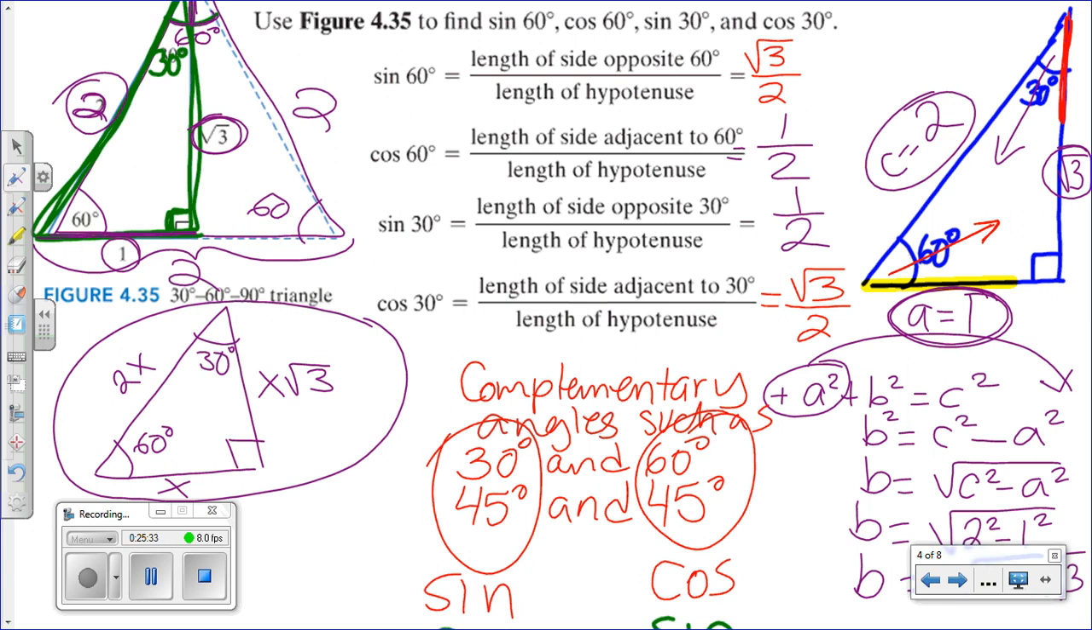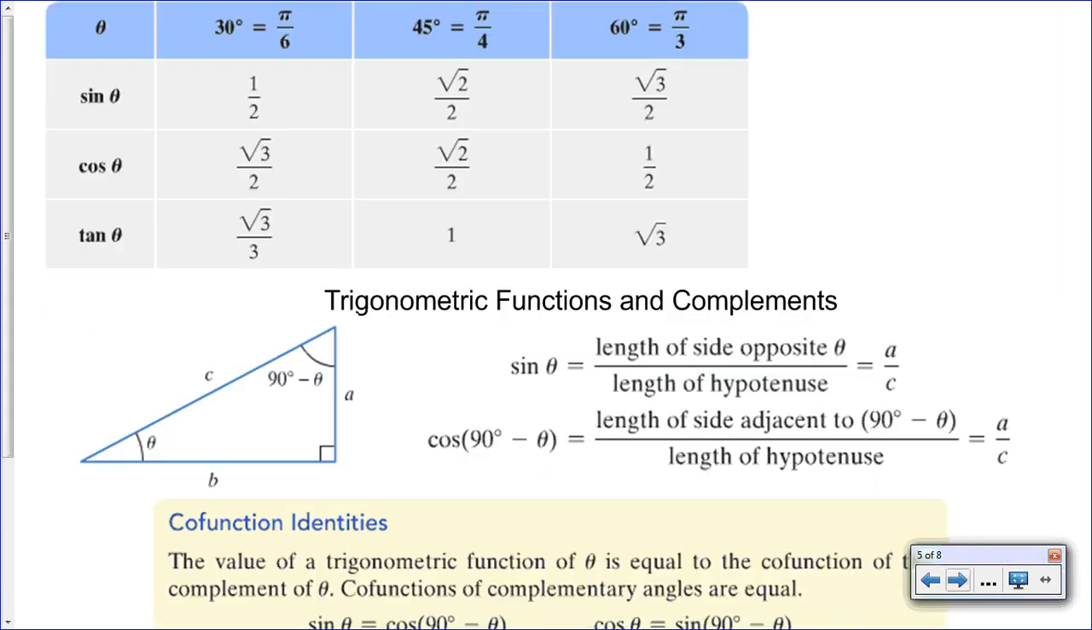Okay, so let's go to the next slide, guys. And we have here a table that, you know how I keep insisting you are going to memorize all of this. It's not a huge deal. You can do it, okay? There's several ways you can remember. I'm going to teach you one.